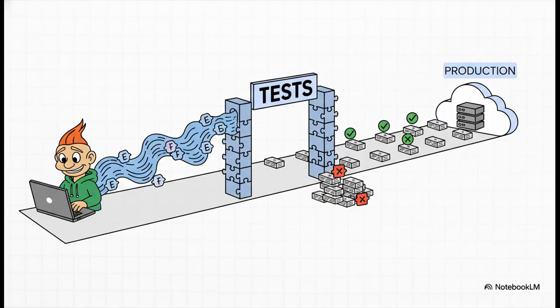And this right here, this is the ultimate payoff. There is zero difference. The very same tests that you wrote and ran on your machine are now the official gatekeepers for your production code. This consistency completely eliminates that "it works on my machine" problem once and for all.